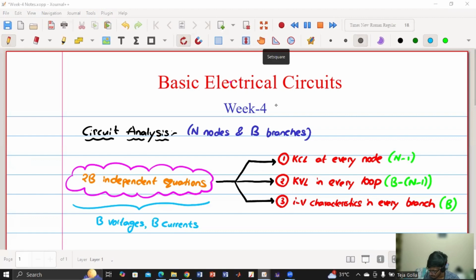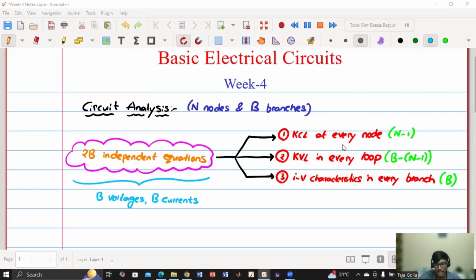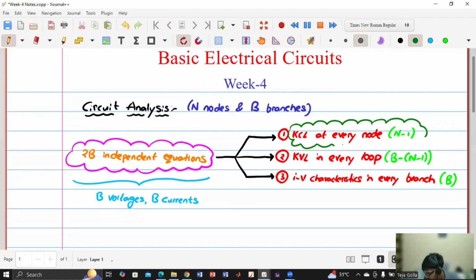But today we'll be discussing nodal analysis. And when we say nodal analysis, it is all about the KCL. So we'll be discussing how to write the KCL equations in a given circuit. A circuit can have resistors, voltage sources, current sources, and dependent sources like current controlled current source, voltage controlled current source, voltage controlled voltage source, current controlled voltage source. We have discussed that four such dependent sources exist.